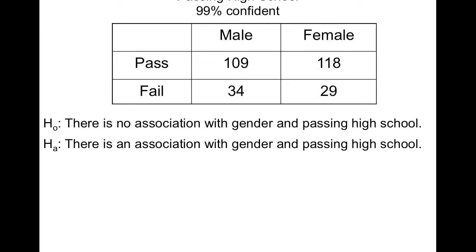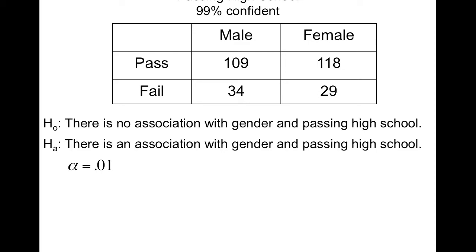Like we did before, the null and alternate is the first step to doing the hypothesis test. There's no association with gender and passing high school. There is an association with gender and passing high school. One's saying that it doesn't matter if you're male or female, pass, fail is at the same rate. The other one's saying that males or females are passing and failing at different rates. We have 99% confident. So after you have your null and alternate, 99% confident means that our alpha level is 0.01.